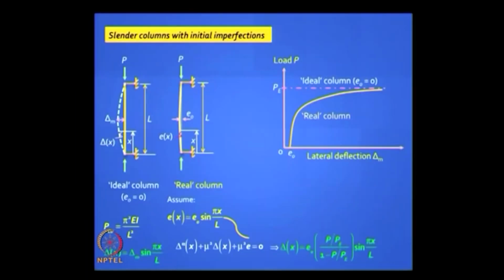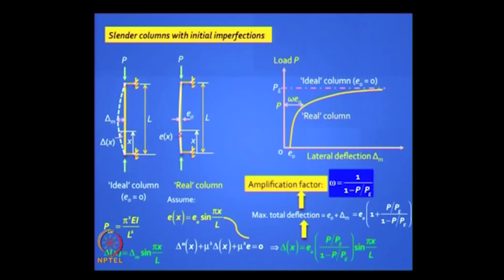So the real column takes a deflected shape like this. There is an initial imperfection eccentricity of e naught and it follows that path, and asymptotically it hits the P critical line. Is it clear? So this is all general theory, and you can work out the maximum total deflection, which is e naught plus delta m, and you get an interesting result. You get what is called an amplification factor.